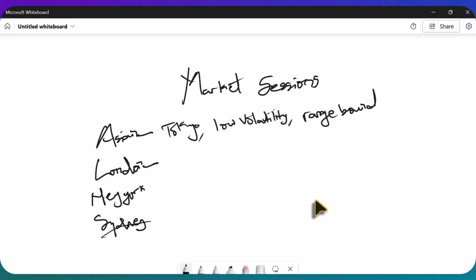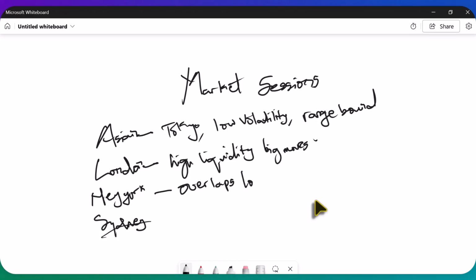Then the London session has high liquidity and big moves. Then the New York session overlaps with the London session, and it is the most volatile. The New York session is the most volatile, and this is the session I love trading gold on.